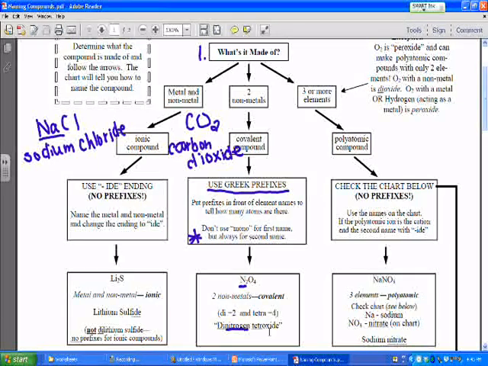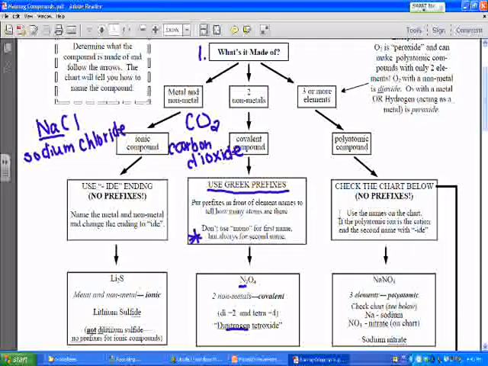So you name ionic and covalent the exact same way, except with covalent you use prefixes. Now, let's go up to our first question: what's it made of? If it's made of 3 or more elements, we have a polyatomic compound. And with this one, you use no prefixes again. Covalent are the only ones you use prefixes, all right?